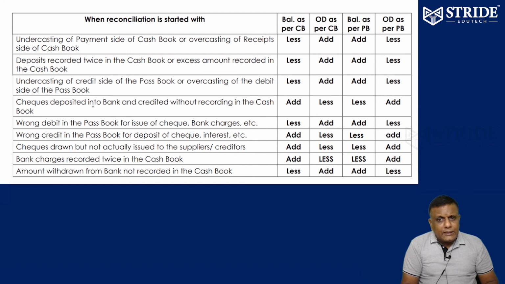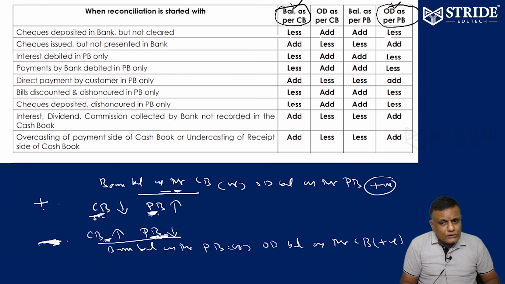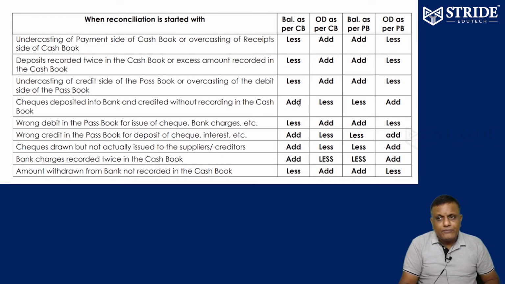A check deposited into the bank, but credited without being recorded in the cash book. Without recording, automatically your passbook shows the check deposit in the bank. It is credited to the bank account, but so far that information is not entered in the cash book, which means as on date, your passbook shows a higher balance. Therefore, add.